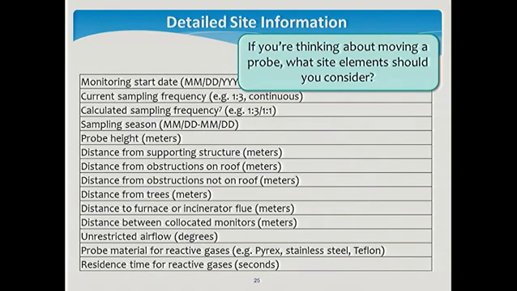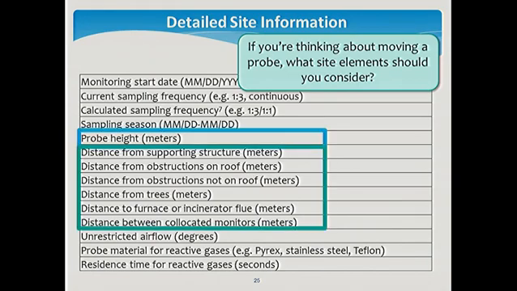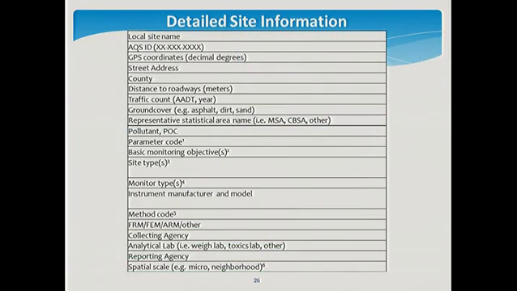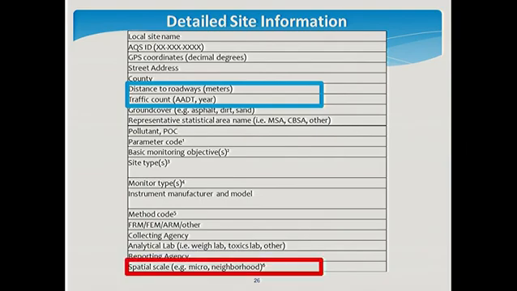So just quickly, if you're thinking about moving, say, an ozone probe, what site elements that are listed here might you consider revisiting? Jaime says all of them. Right. Yeah, so your probe height, certainly all of your distances, if you're moving that probe. Residence time, that's a great one. Yes. And then on the rest of your table, what else might you want to consider? Distance to roadways, right? Spatial scale. Beautiful. Excellent. Address, yeah, it could impact your address if you're actually moving from one building to another.